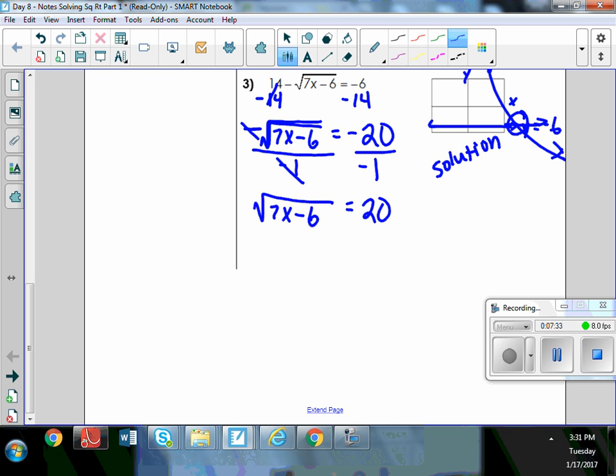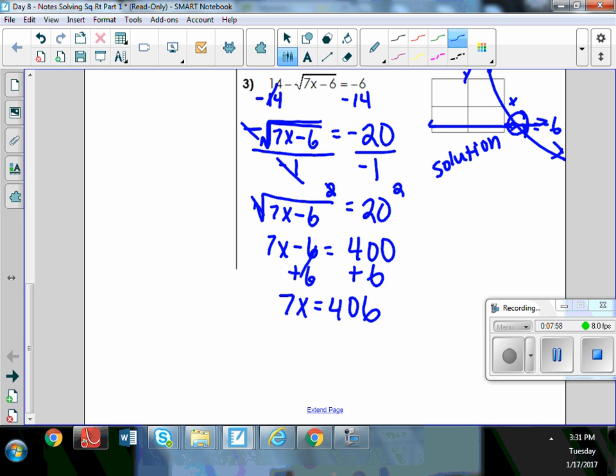I've got the square root symbol. It's all by itself. So how do you get rid of it? Square both sides. Good. Squared cancels square root. You can square 20. Next, what would you do? Add 6. Next, what would you do? Divide by 7. So 7 goes into 45 times with a remainder of 56, 58.